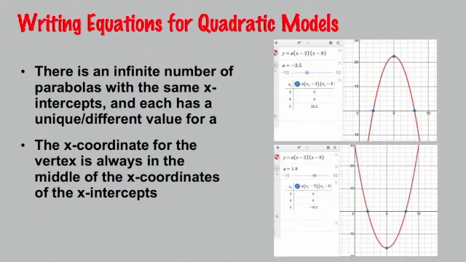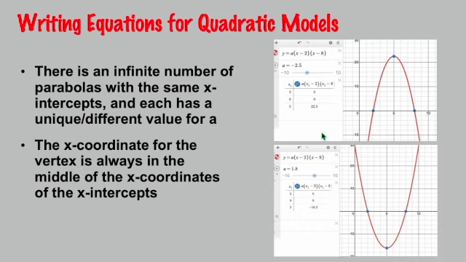As you learn how to write equations for quadratic models, there's a couple of things that you need to consider first. What I've done is I've gone ahead and graphed a couple of parabolas over here. In each case, they have the exact same x-intercepts. Up here, it would be (2, 0) and (8, 0). And on the second one below, it's also (2, 0) and (8, 0).